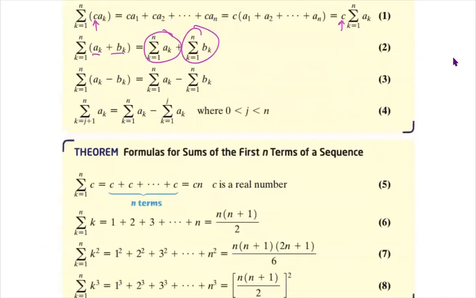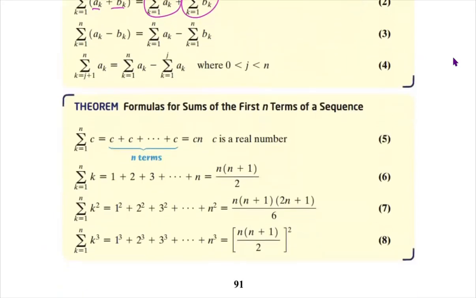Okay, so we also know some of the sums that we will most likely use in problems. If you add a constant n times, it equals n times the constant. So if you have the sum for k from 1 to n of the same constant c, then it equals n times this constant.